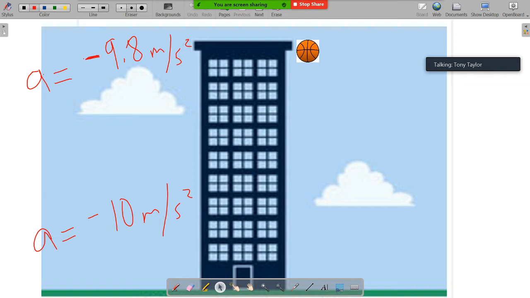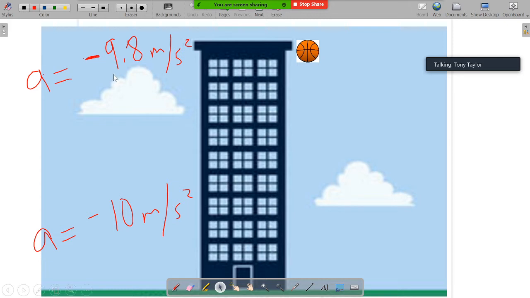That's an important caveat there. I want to say that this value holds whenever there's no air resistance involved. And the reason why I want to say that is because some of you may be wondering, well, Mr. Taylor, I'm not sure that's right.